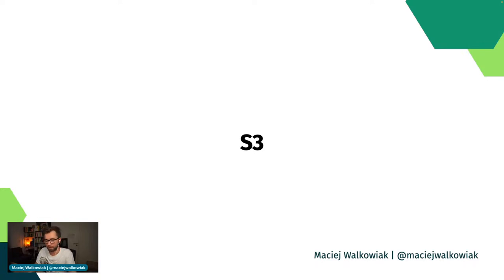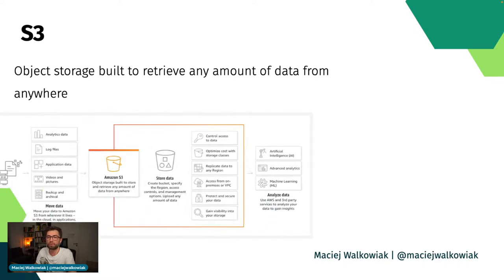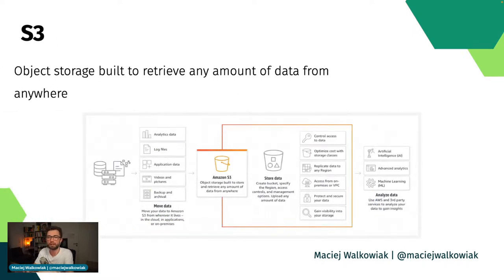So now let's take a look at the most important integrations, but also most important changes that we introduced in Spring Cloud AWS 3.0, starting from S3. If you're unfamiliar, Amazon S3 is an object storage built to retrieve any amount of data from anywhere. This is from the AWS website. But practically speaking, it's a place where you can store files, but not just files. You can store files with metadata. These files can be encrypted. So it's a very powerful file storage.